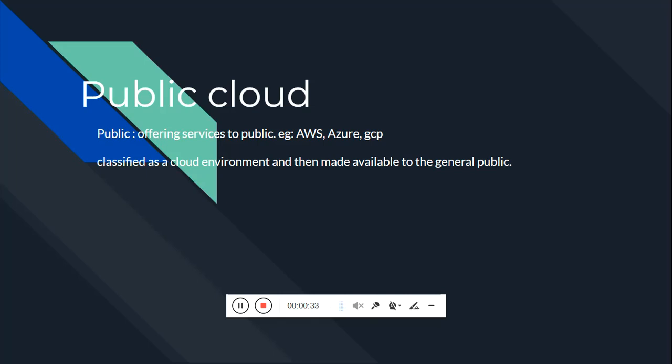And the vendors are AWS, Azure, and GCP. These are all examples of public cloud platforms, and they are referred to as such because they meet the 5 essential characteristics of cloud computing, and they are accessible to the general public. So to be considered a public cloud, it must be classified as a cloud environment. That means it should satisfy the 5 characteristics of cloud computing that I mentioned in the previous video, and then it should be available to the general public.